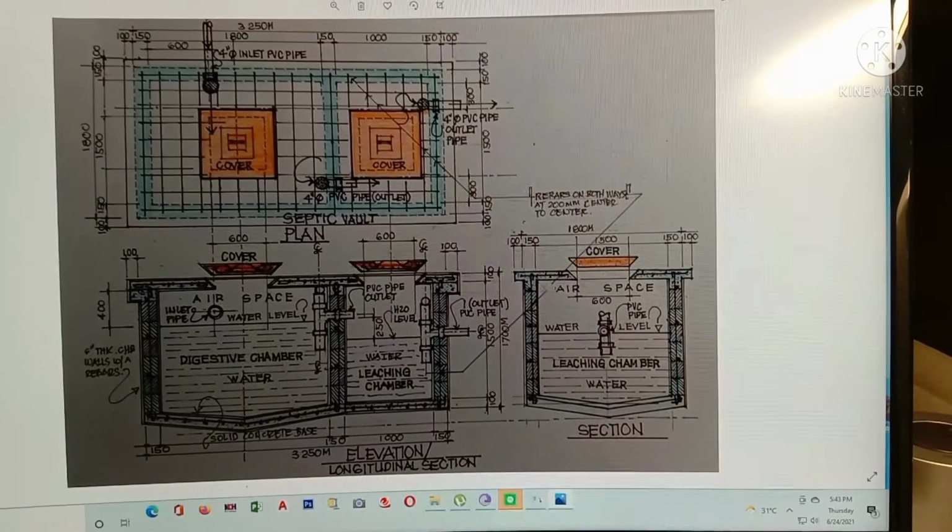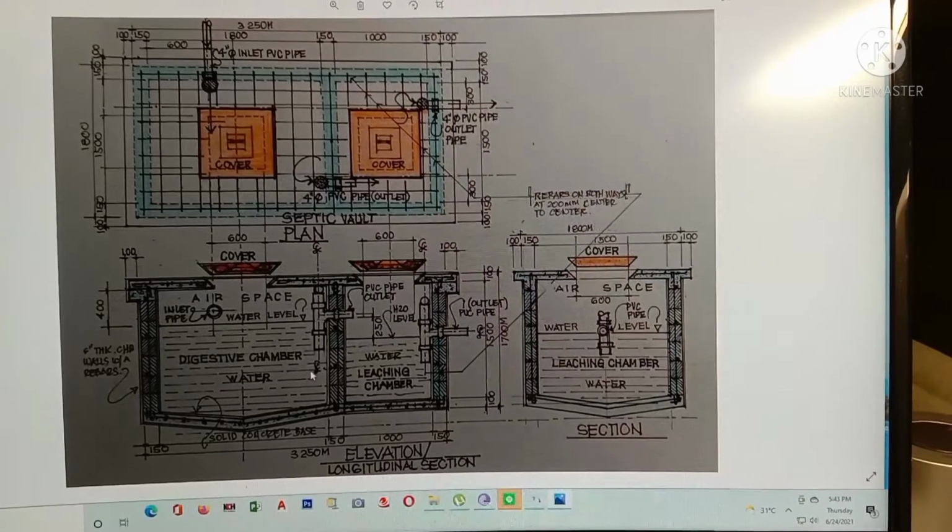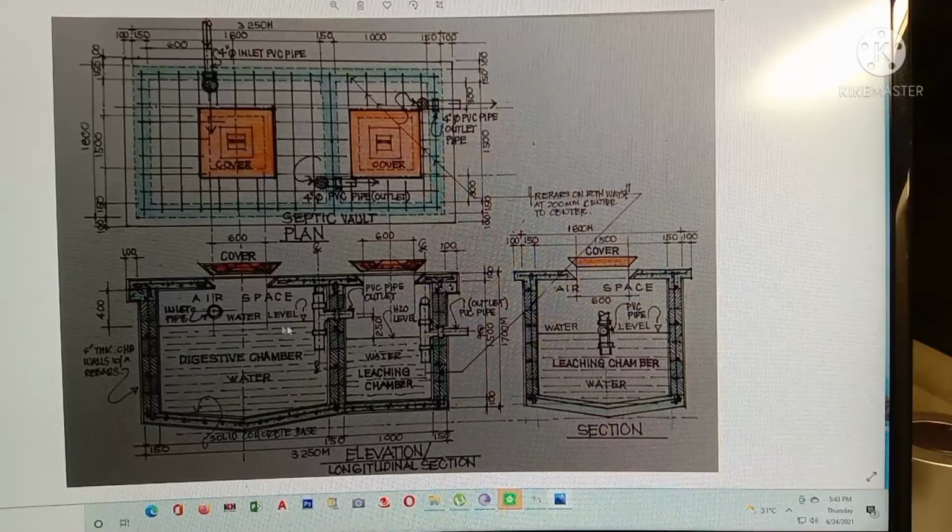Okay, I repeat, this leaching chamber has a different level, which is lower than the digestive chamber. The digestive chamber is a bit higher than the leaching level. There's about 250 mm from the water surface of the digestive chamber down into your leaching chamber. So the leaching chamber is lower than the digestive chamber.